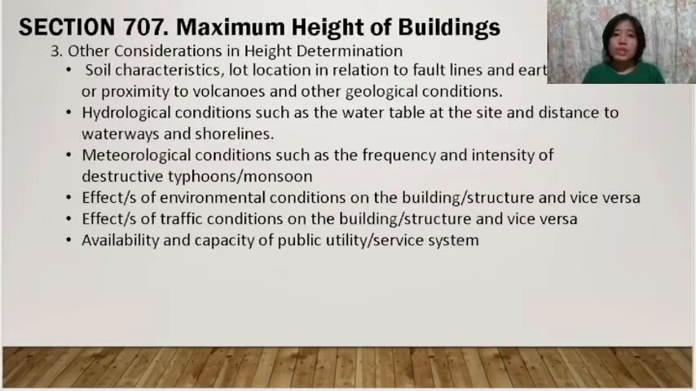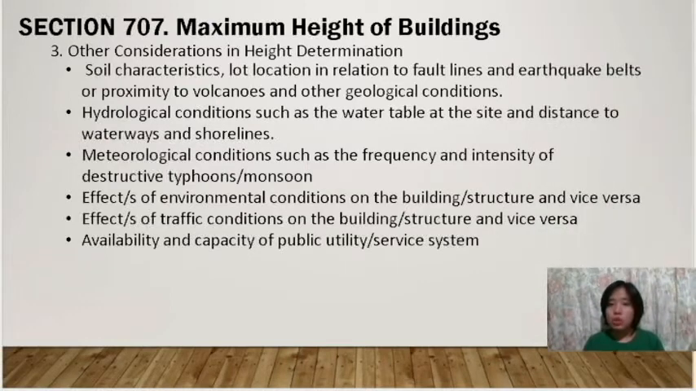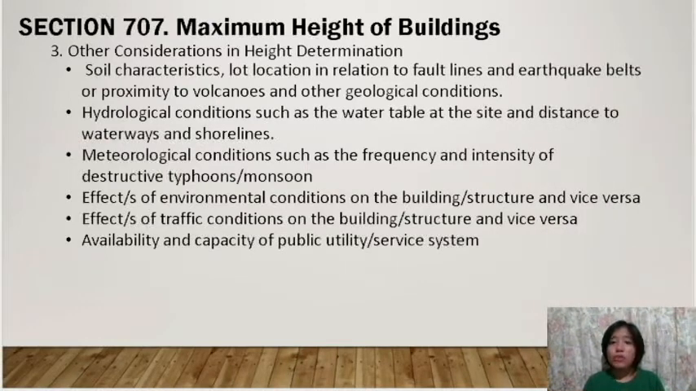Other considerations are soil characteristics and lot location. Lot location in fault lines and earthquake belts, or proximity to volcanoes and other geological conditions. Hydrological conditions such as water table at the site and distance to the waterways and shorelines. Meteorological conditions such as the frequency and intensity of destructive typhoons and monsoons.